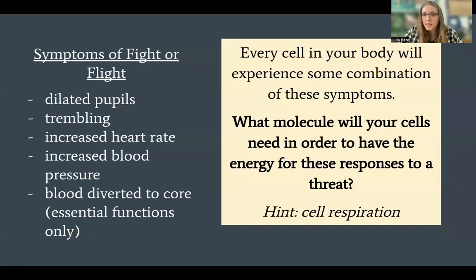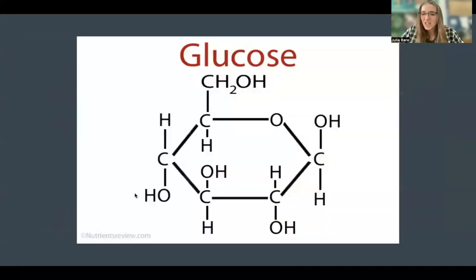So every cell in your body is going to experience some combination of the following symptoms. So this is going to require an immense amount of energy. Now I want you to think back to Unit 3. Think about energy in cells. What is going to be required in order for energy to be proliferated throughout the cells? What is your body going to need a lot of in order for it to get enough energy to do these things? Have you thought about it yet? The big hint here is cell respiration.